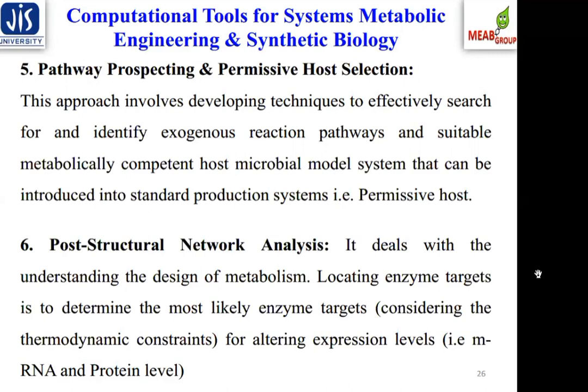Sixth point, dealing with post-structural network analysis. It deals with understanding the design of the metabolic network. Locating enzyme targets is to determine the most likely enzyme target considering the thermodynamic constraints, because lots of rules and regulations are there that establish the thermodynamic constraints for altering the expression level in transcription or in translation, or in post-translational modification. This allows you to understand the stability and quantity of the messenger RNA transcript level, and also the stability of protein and level of expression.